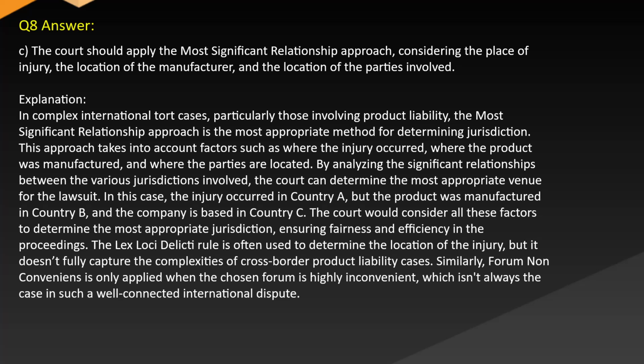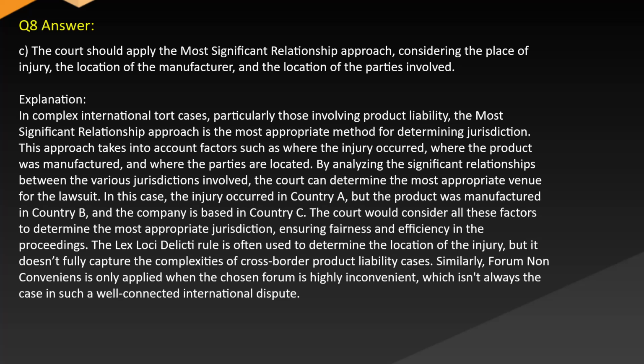Answer. C. The court should apply the most significant relationship approach considering the place of injury, the location of the manufacturer, and the location of the parties involved. Explanation. In complex international tort cases, particularly those involving product liability, the most significant relationship approach is the most appropriate method for determining jurisdiction. This approach takes into account factors such as where the injury occurred, where the product was manufactured, and where the parties are located.